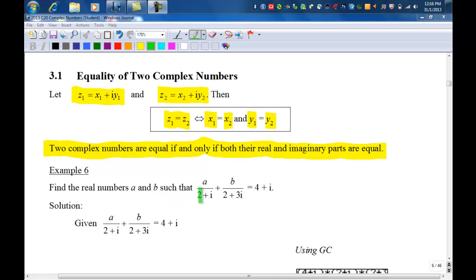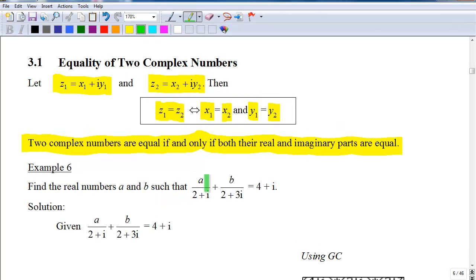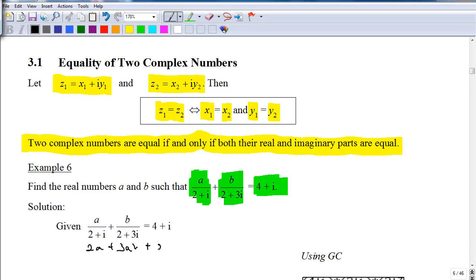In example 6, I want to find the real numbers a and b such that a over 2 plus i plus b over 2 plus 3i is equal to 4 plus i. So what I'll do first is combine everything on the left hand side to make it a single fraction. I'll get 2a plus 3ai plus 2b plus bi divided by 2 plus i times 2 plus 3i, equals 4 plus i.